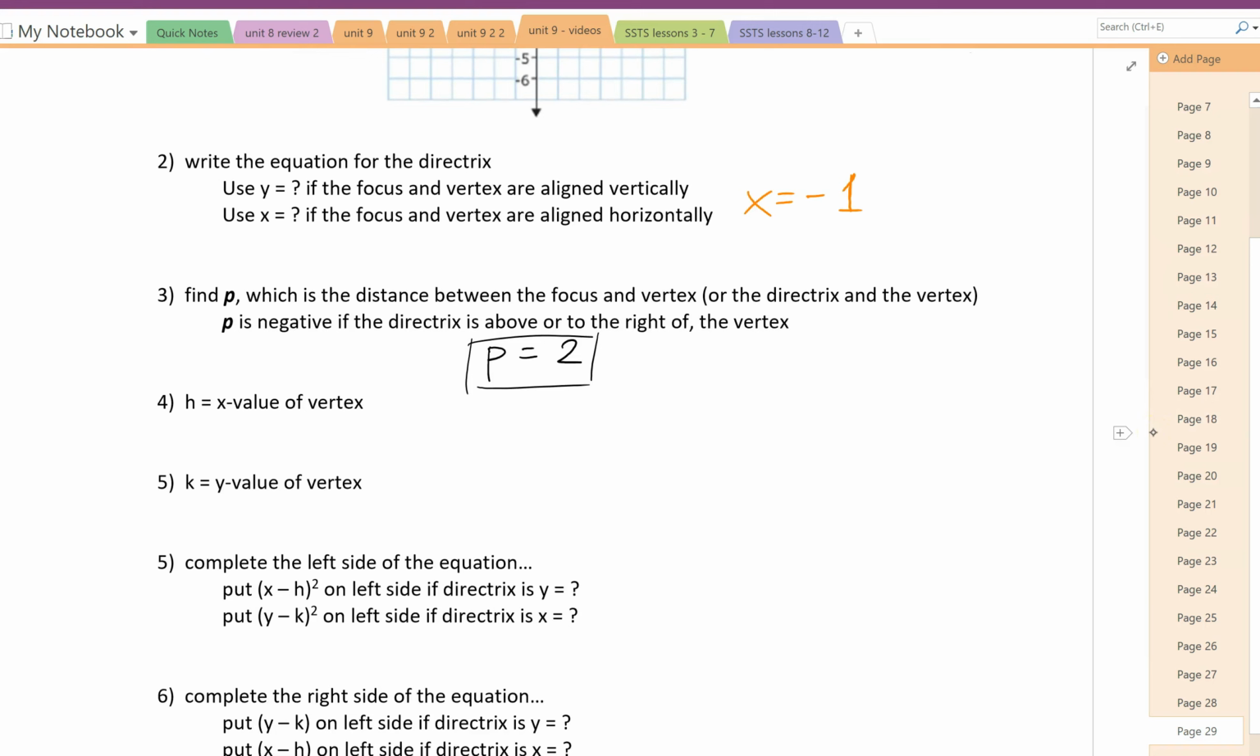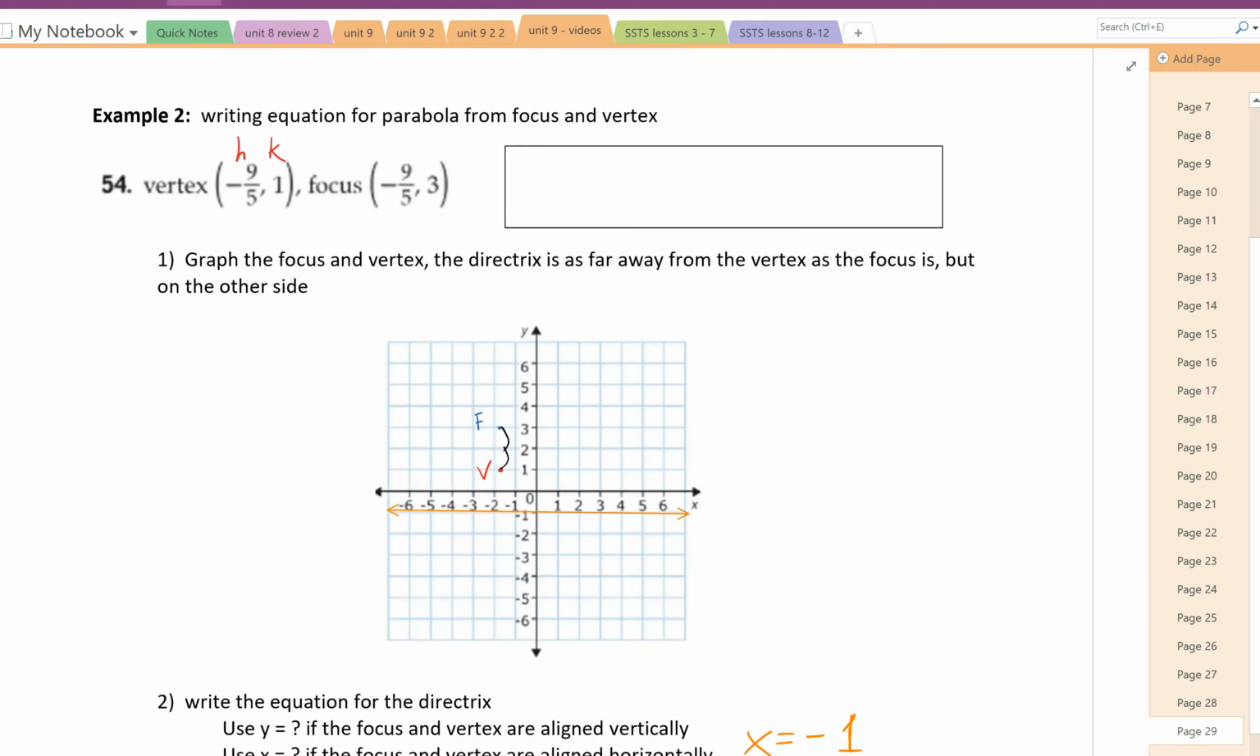Well, since the directrix here is y equals -1, I'm going to put the x minus h squared on the left side. So I'm going to come up to this box that I've left for the equation, and it's going to be x minus h, which is -9/5 squared, equals. So then I know that y minus k is going to go on the other side. K is just 1.